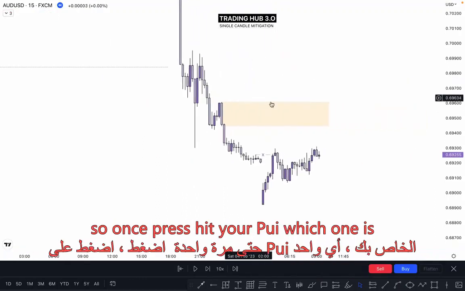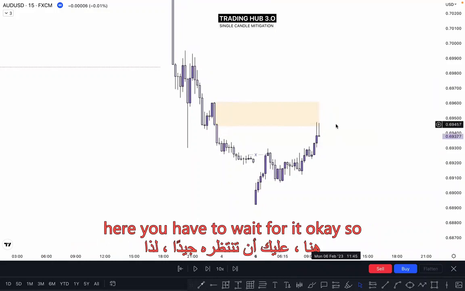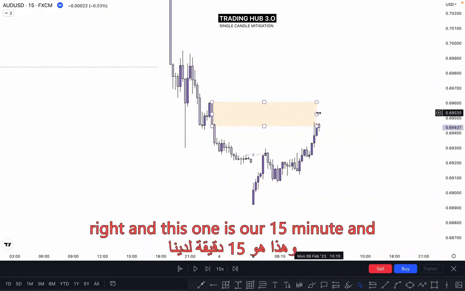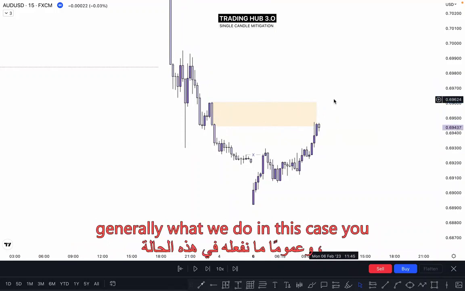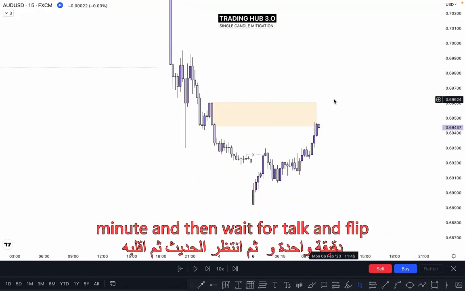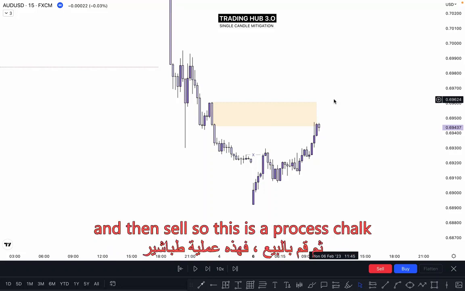So once price hits your POI, which one is here, you have to wait for it, okay? So finally the market hit your order block, right? And this one is our 15 minute. Generally what we do in this case is switch from 15 minute to 1 minute, then wait for CHoCH and flip, and then sell. So this is a process, the CHoCH and flip entry model.